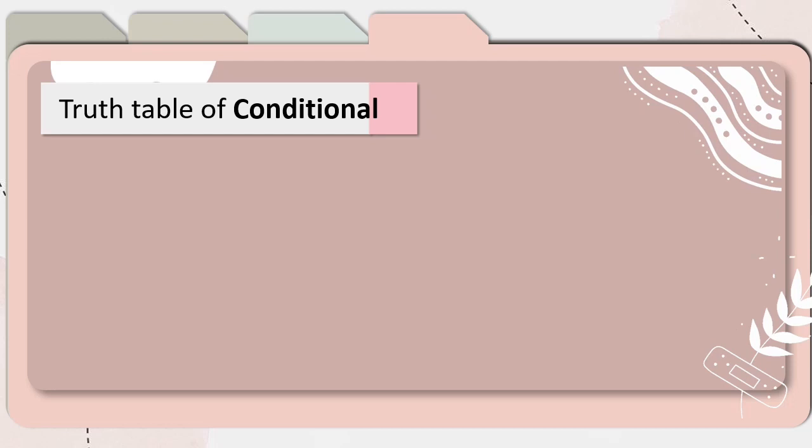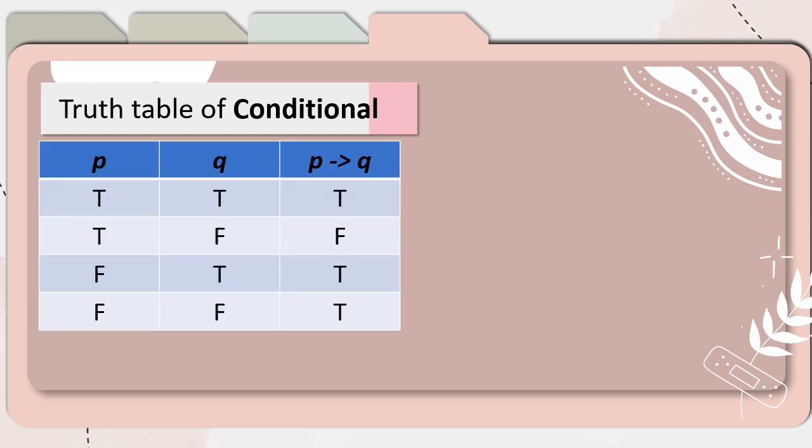Our next type of statement is the conditional. The statement if P then Q, denoted by P → Q, read as if P then Q, or P implies Q, is called an implication or conditional statement. P is called the hypothesis and Q is called the conclusion. The truth table of a conditional statement can be either true or false. In order to show that a conditional is true, just show that every time the hypothesis is true, the conclusion is also true. Also, if both the premise and conclusion are false, the conditional statement is true.